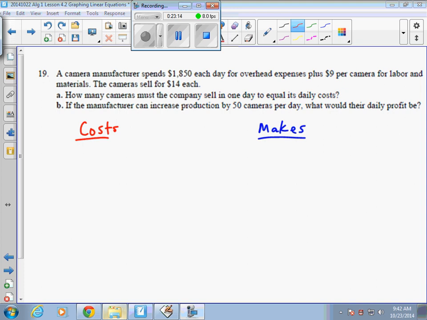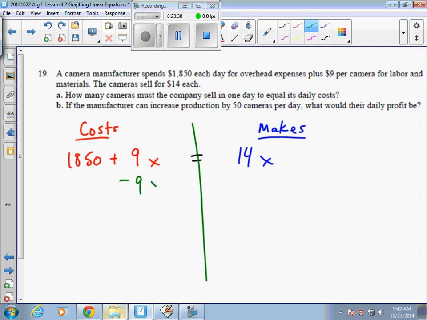Those are just descriptions of what's going on. So it costs him $1,850 plus $9 per camera. So 9 times X is equal to how much money he makes. He makes $14 per camera, or times the amount of cameras. So now just move your smaller X over to your larger one. You just have a simple equation. Subtract 9X. If you do it to the left, do it to the right. 14x minus 9x is 5x, is equal to 1,850, and this is gone now.